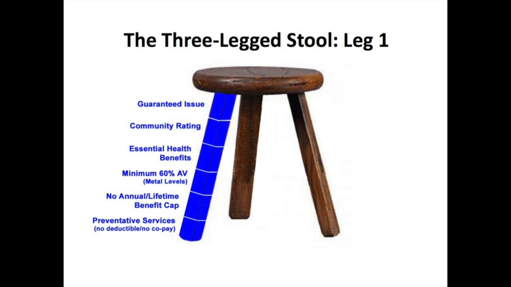The first leg of the stool are the carrier requirements. Under the ACA, since 2014, all ACA qualified health plans have to include all the following: guaranteed issue, community rating, essential health benefits, a minimum 60% actuarial value, no annual or lifetime benefit caps, and a list of preventative services.